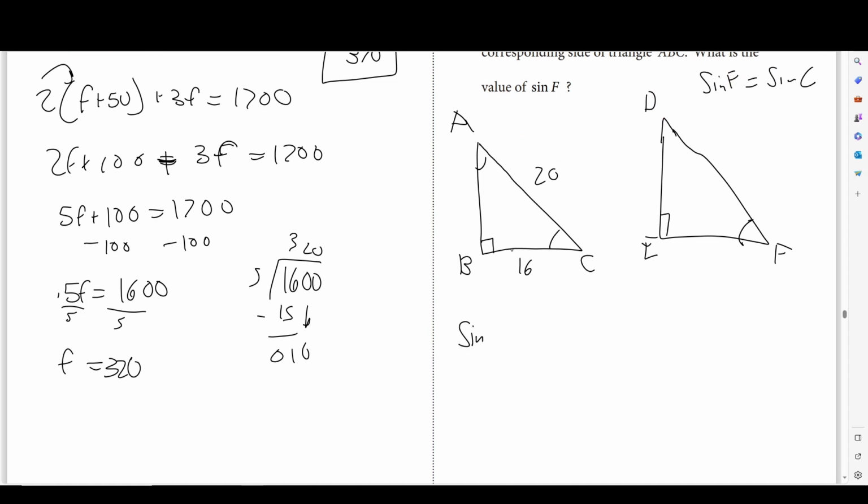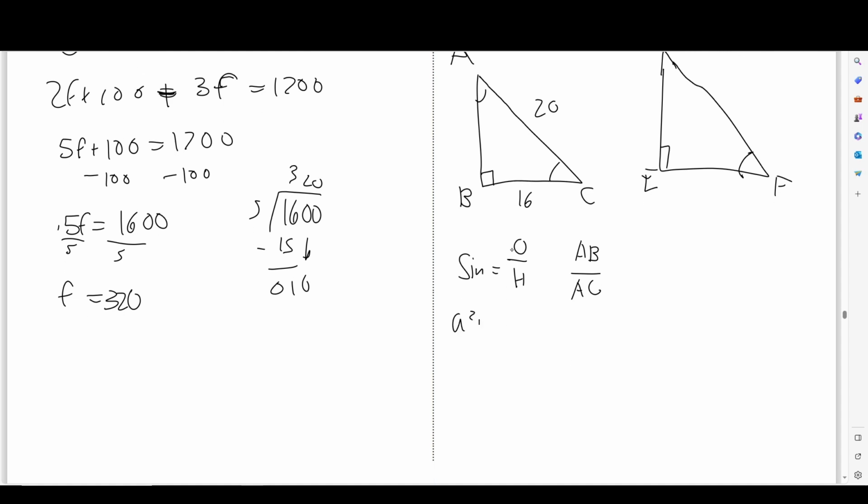We know that sine is equal to opposite over hypotenuse, so it's really going to be AB over AC. We know AC is 20, but we don't know what AB is. We know this is a right triangle, so we can use the Pythagorean theorem: a squared plus b squared is equal to c squared. So a squared, plus b squared, which is 16 squared, is going to equal 20 squared. So a squared plus 16 times 16, let's figure that out.